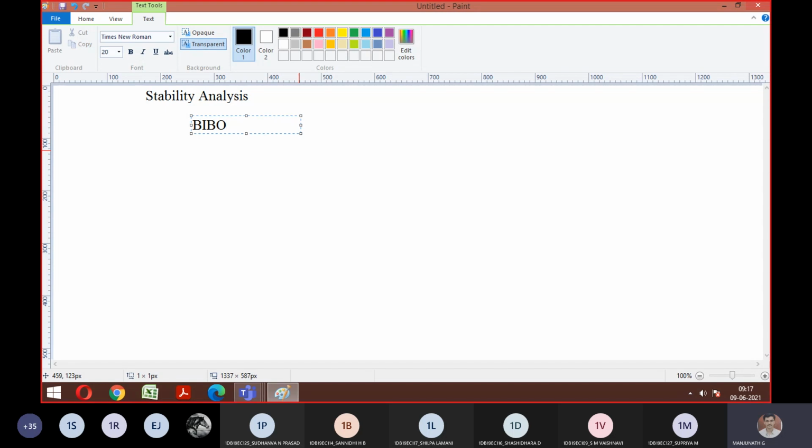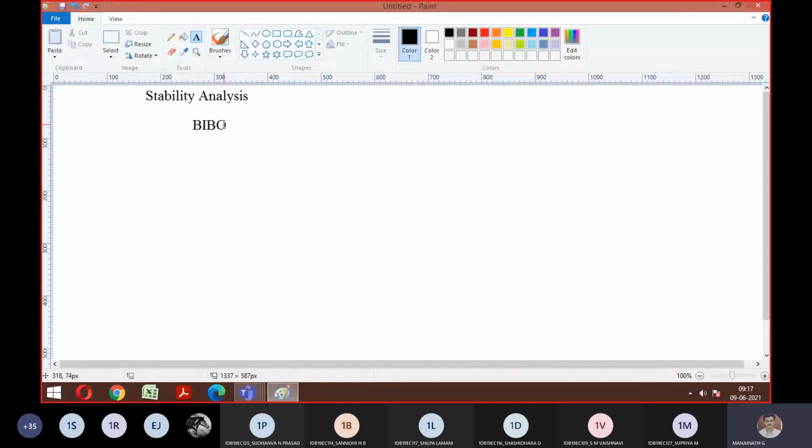Whichever system follows or has the BIBO concept, if your input is bounded, the corresponding output is also bounded. Such types of systems we are going to call a stable system. The same concept comes with a slight change in control systems. So you just need to remember this BIBO to analyze your stability concept.